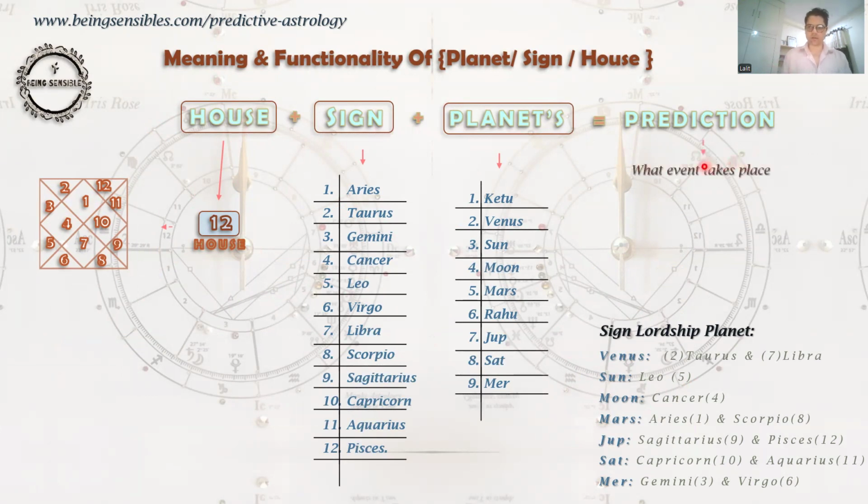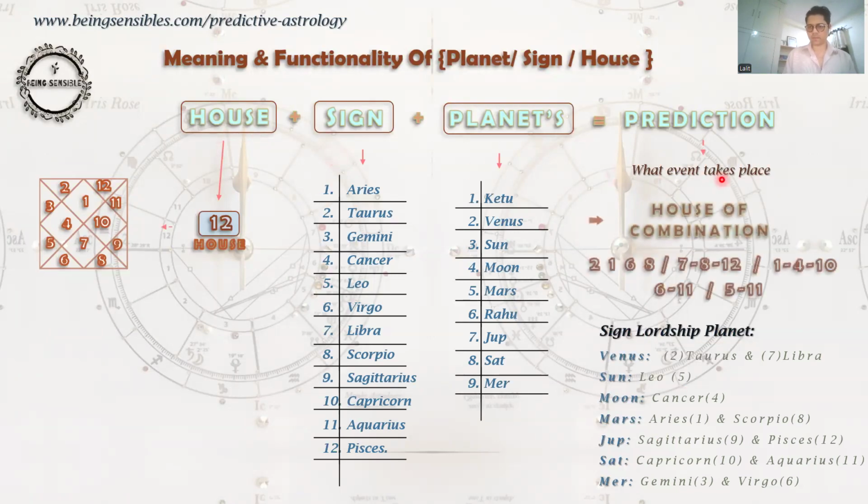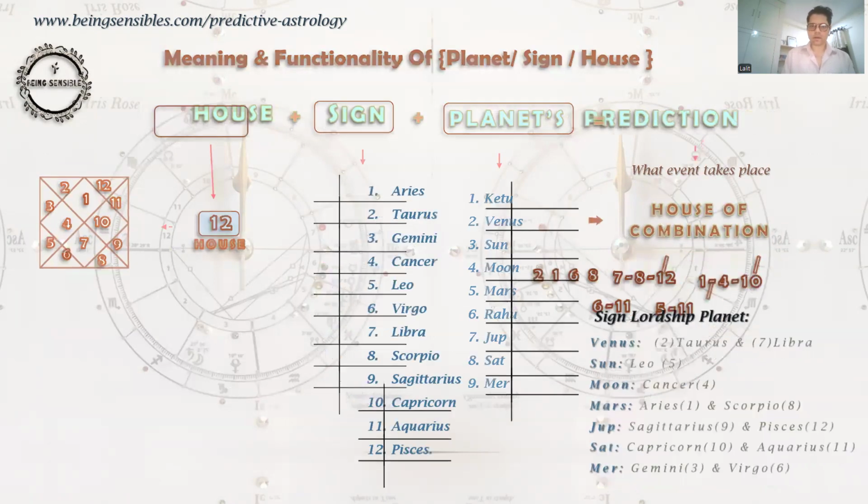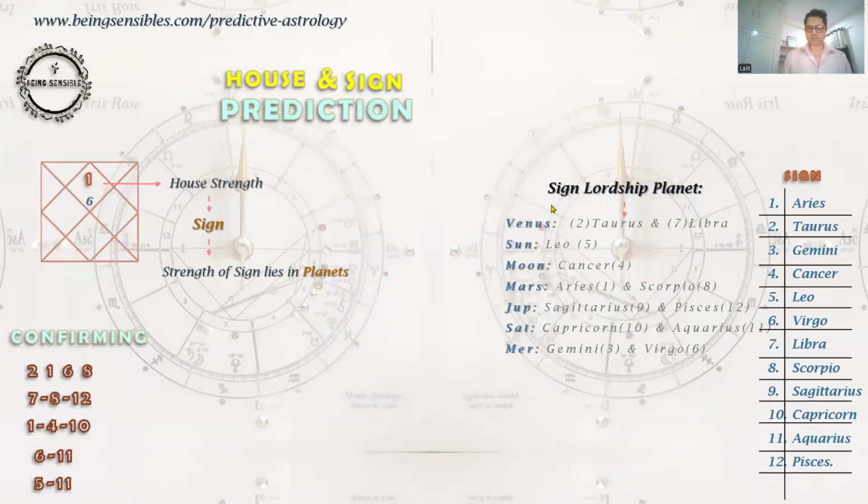And this more filtration comes when you get an idea, while merging all these three, of what event takes place through the houses of combinations. So it's just a briefing on how you can assess your house strength or quality, and how you can also understand the sign strength.